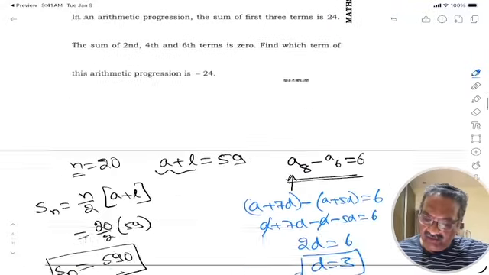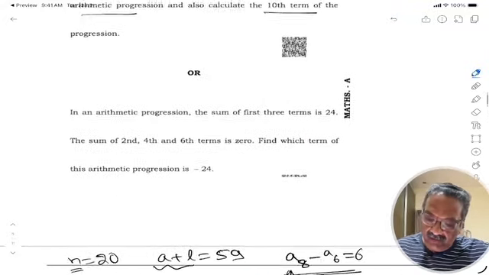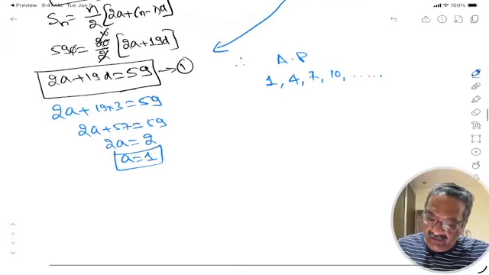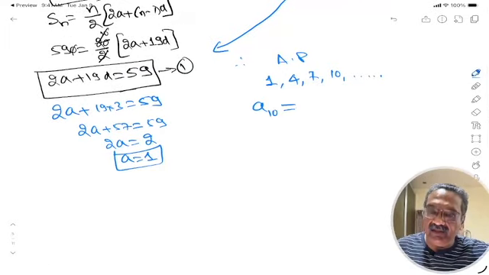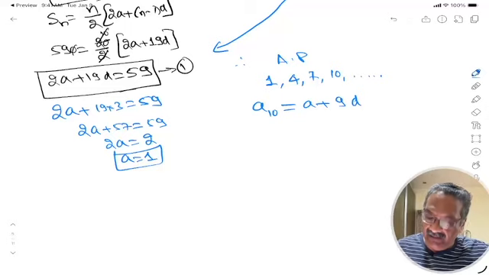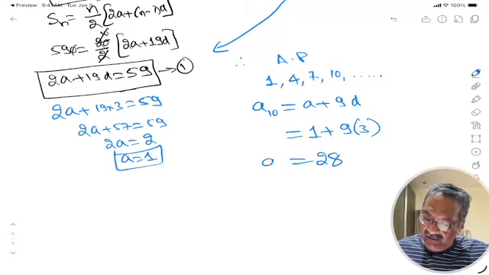Also what they have asked, find the 10th term. Also calculate the 10th term. So we need A10, which is equal to A plus 9D is equal to A is 1 plus 9 into D is 3. 9 3s is 27, it will be 28. A10 will be 28.